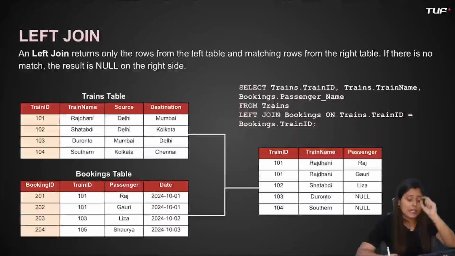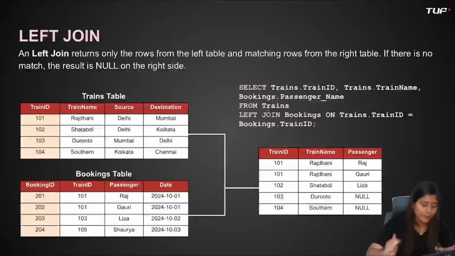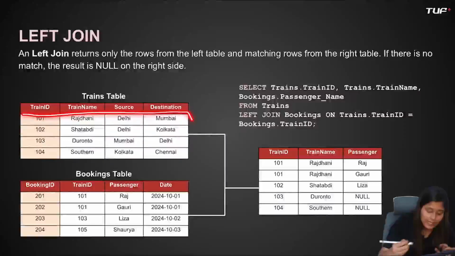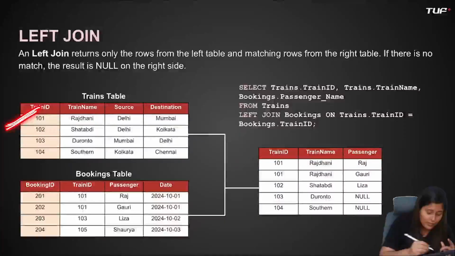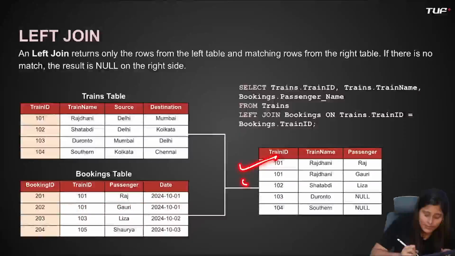And now let's see, if you are just changing the type of join, how the resultant table will vary. So left join says all the rows from the left will be there. So 101 from the trains table, yes. And 101 from the bookings table, because it is matching, so yes. So 101 will be 2 times.